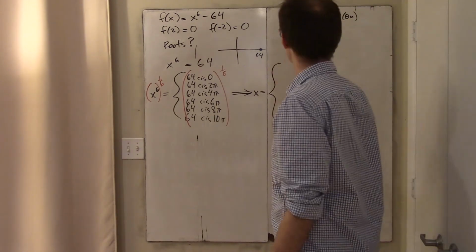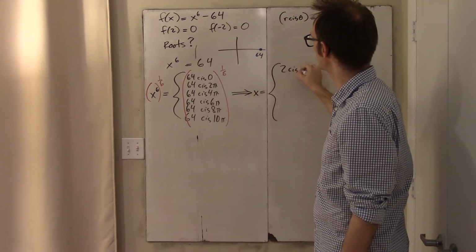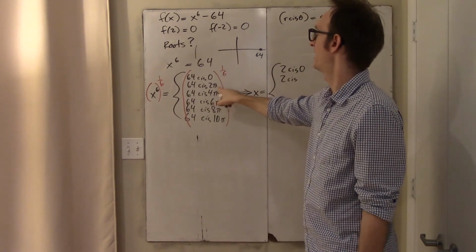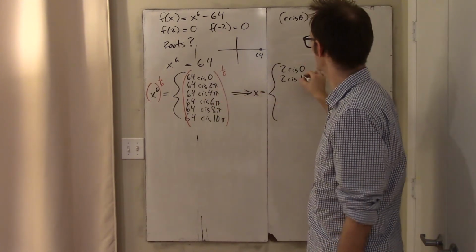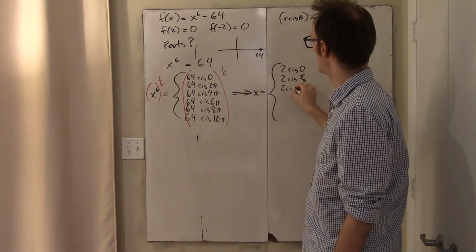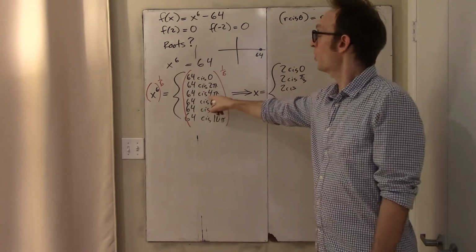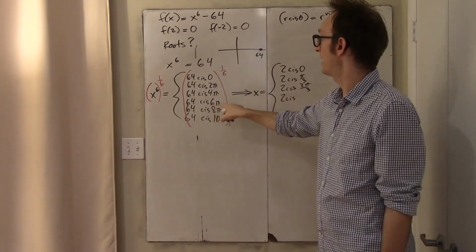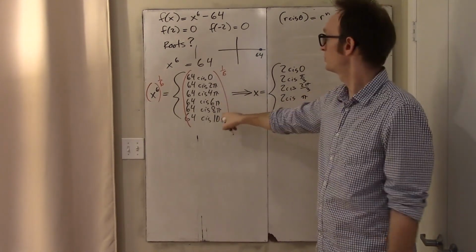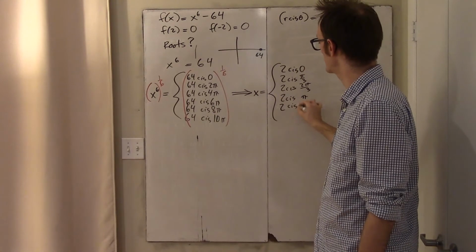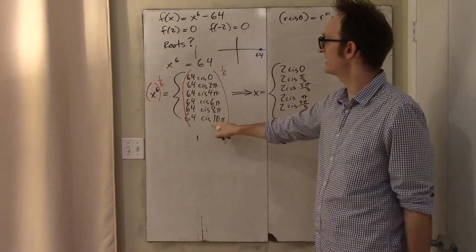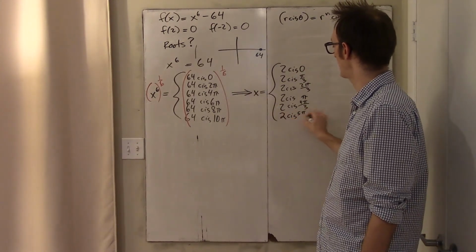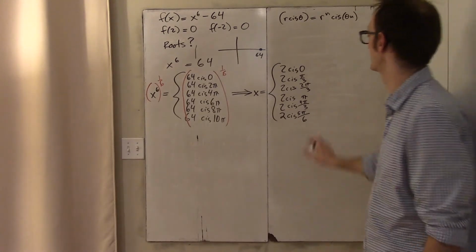And so the end result of all of this is I get 2 cis 0, but I also get 2 cis, now I'm multiplying by 1/6, so that's 2 cis pi over 3. Here I get 2 cis 4 pi over 6, so that's 2 cis 2 pi over 3, 2 cis pi, 2 cis 8 pi over 6, so that's 2 cis 4 pi over 3, and finally 10 pi divided by 6 is 2 cis 5 pi over 3.